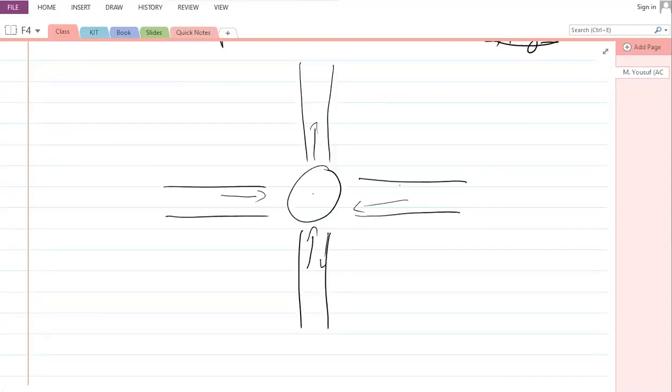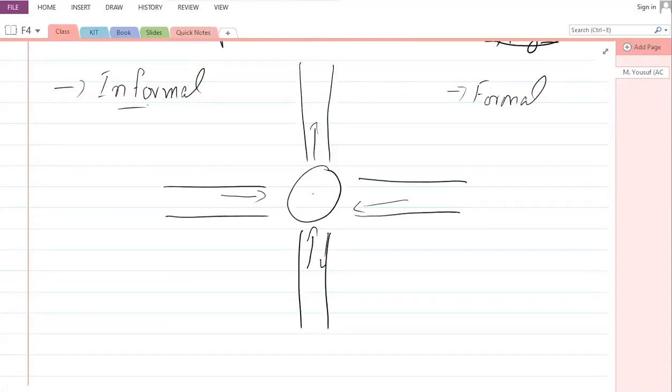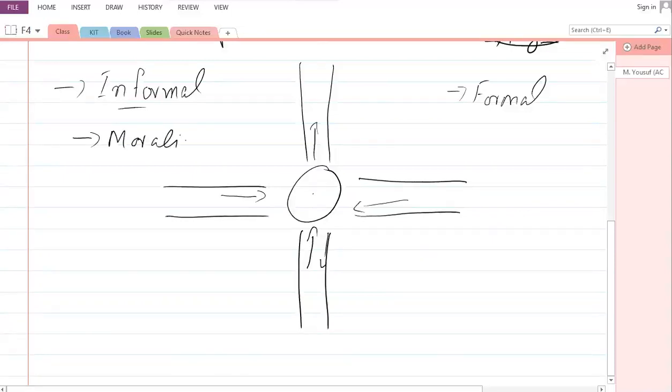So once again, there are two ways. First, formal. We can create a formal mechanism. Second, we can create an informal mechanism. So if we are going to control this intersection through an informal mechanism, for example, morality. So morality means what is right and what is wrong.